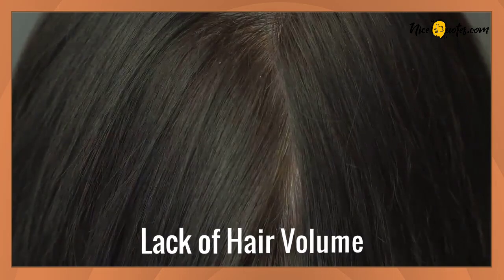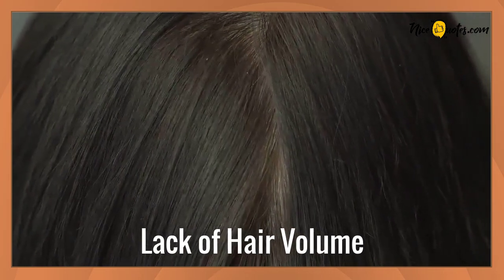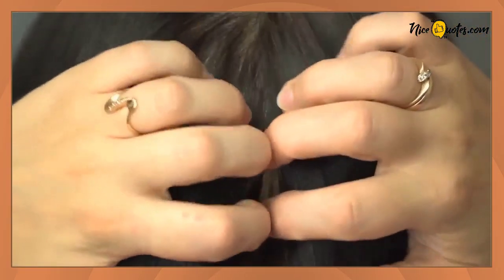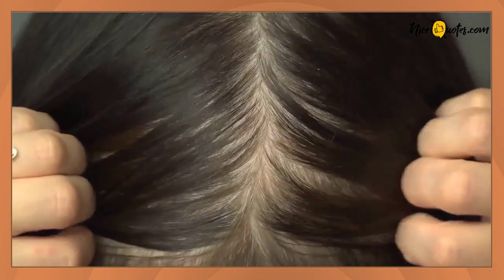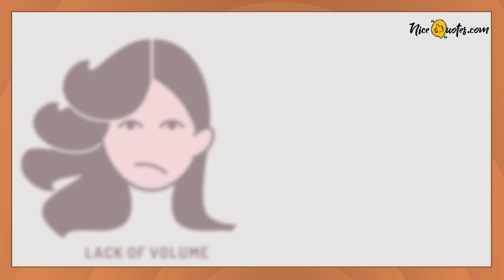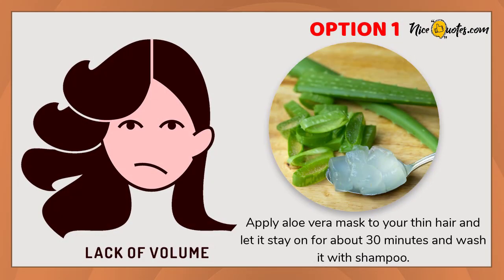Lack of hair volume. Improper hair care and health issues can lead to a lack of volume in the hair. Too much stress can also lead to a lack in the thickness of hair. Apply aloe vera mask to your hair. Let it stay on for 30 minutes and wash it with shampoo. Repeat this regularly for thick and strong hair.